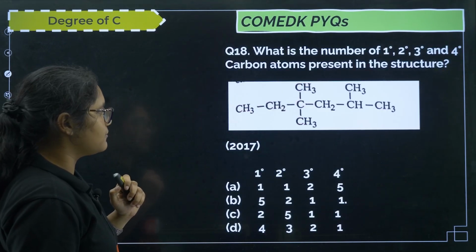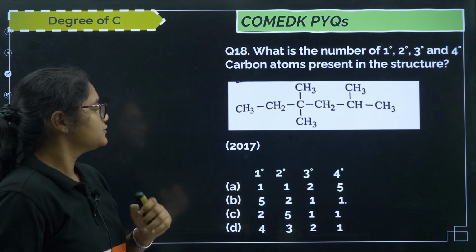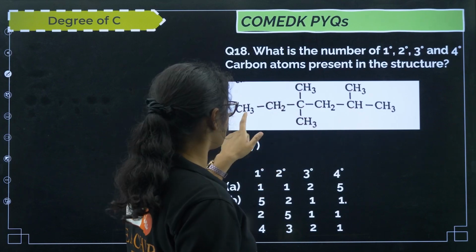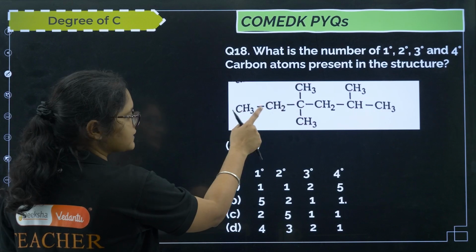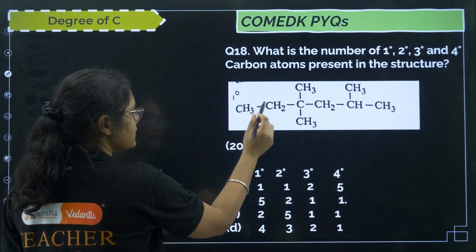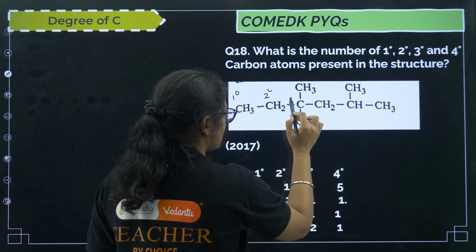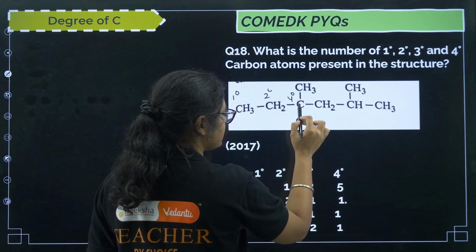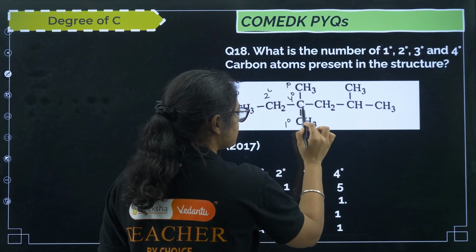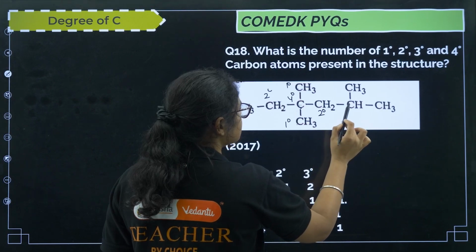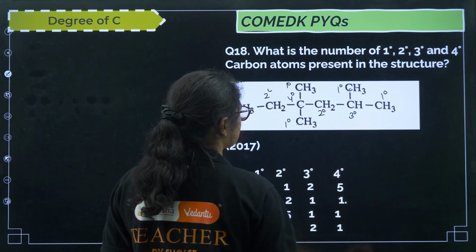Next, what is the number of primary, secondary, tertiary and quaternary carbon atoms present in the structure? So if you see here, this carbon is connected to only 1 carbon, so this is primary. This carbon is connected to 2 carbons, so this is secondary. This carbon is connected to 4 carbons, so it is quaternary. This carbon is connected to 1 carbon, so this is primary. This carbon is connected to 1 carbon, so this is primary. This carbon is connected to 2 carbons, so it is secondary. This carbon is connected to 3 carbons, so it is tertiary. This is primary and this is primary.